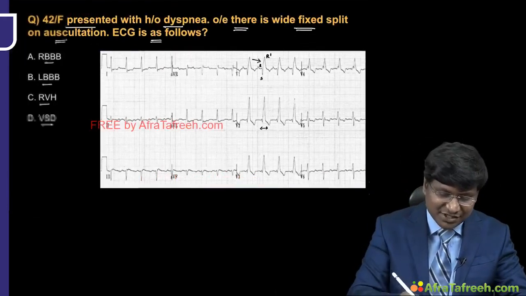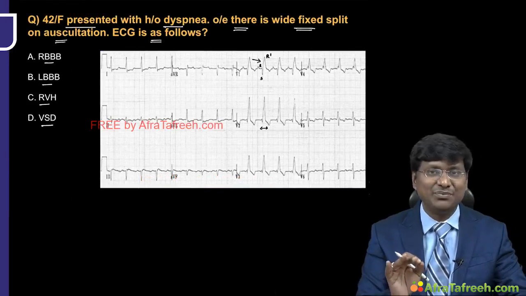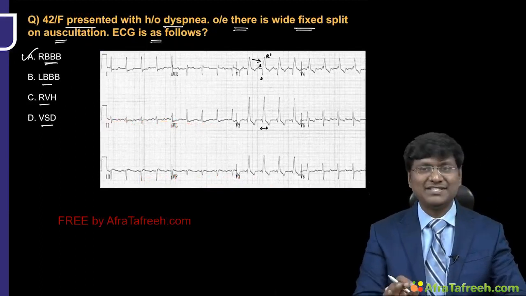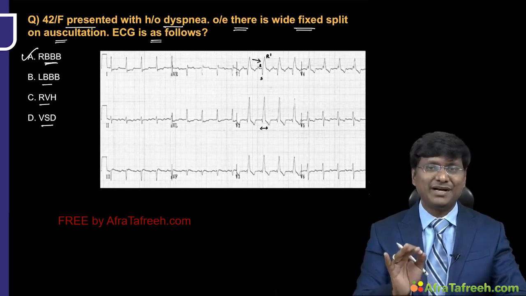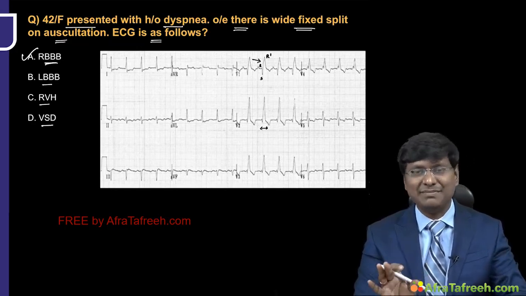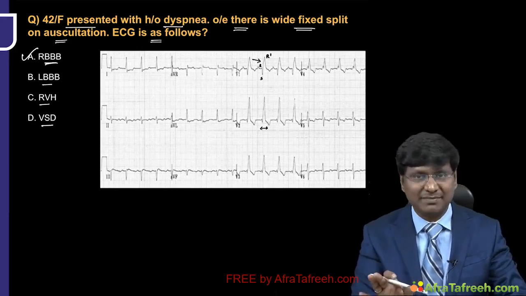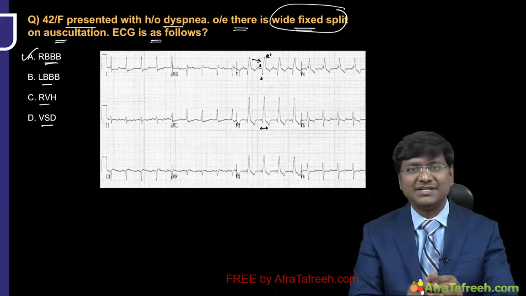Now, what is the condition where you will have an RSR dash pattern in lead V1? That you will have in patients with right bundle branch block. Okay, so another condition where you will have a dominant R wave in V1 is RBBB, right bundle branch block, and this is how the ECG of right bundle branch block will be. Now, what is the reason for the fixed split on auscultation in this patient?